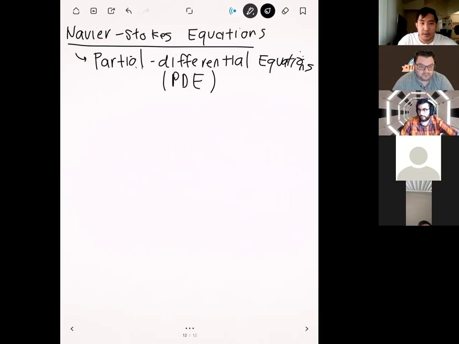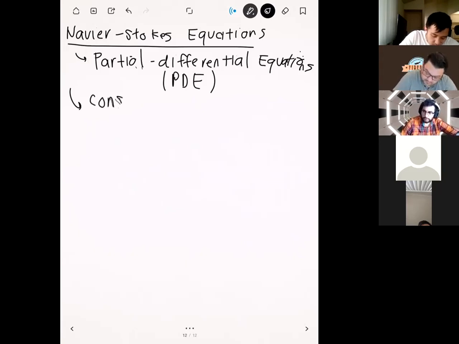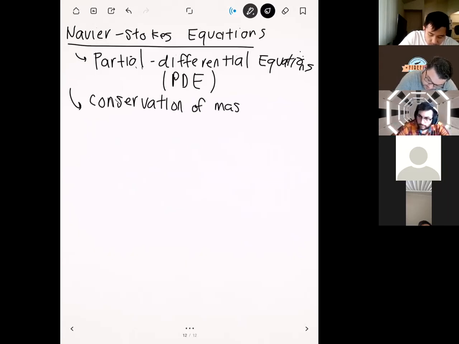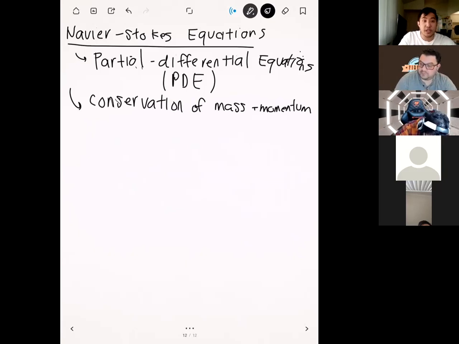These are basically the equations for Navier-Stokes. You can think of Navier-Stokes as just a conservation of mass and momentum, but we're going to express this conservation of mass and momentum in differential equation form.